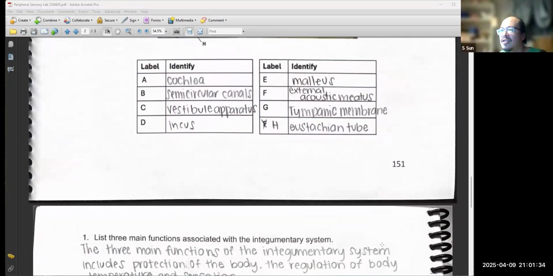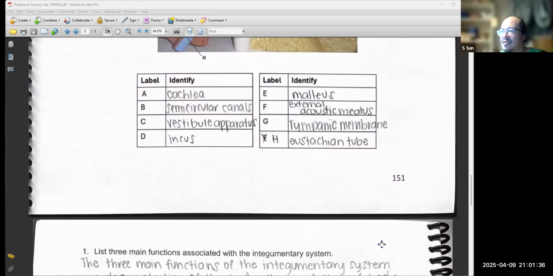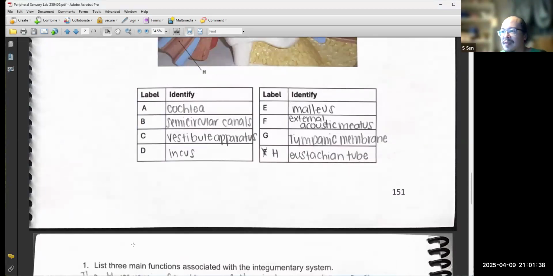Now let's answer these questions. We'll just try not to show it here, so we can kind of think about it. List 3 main functions associated with the integumentary system. What is a function of your skin? So think about it.